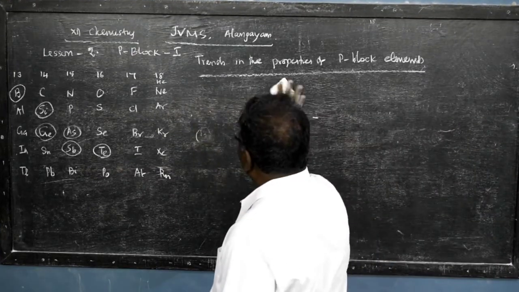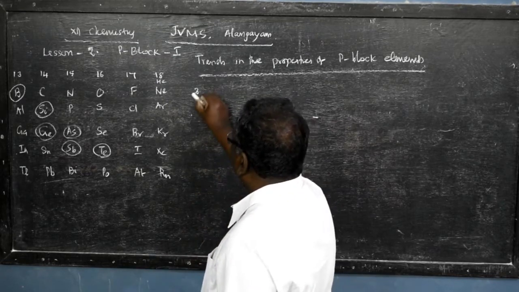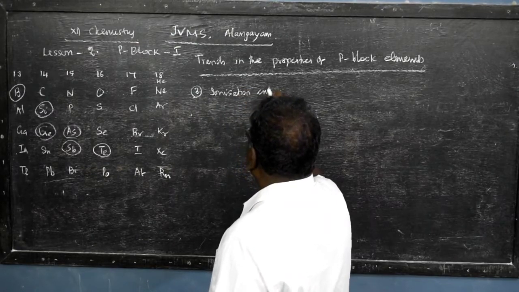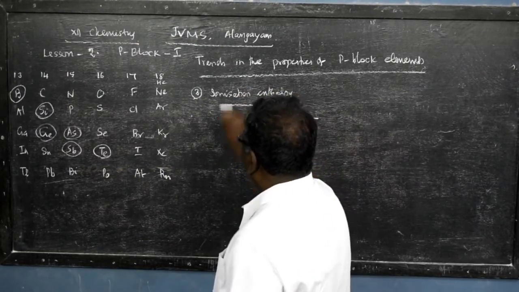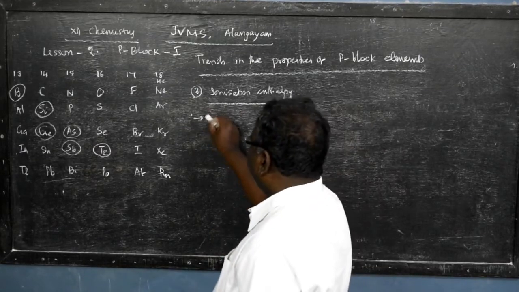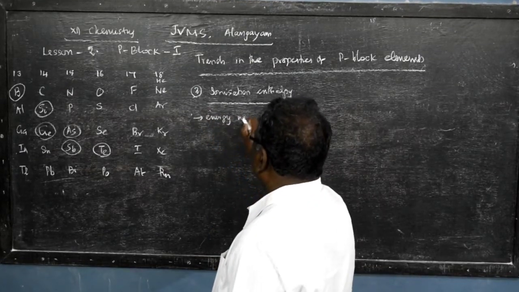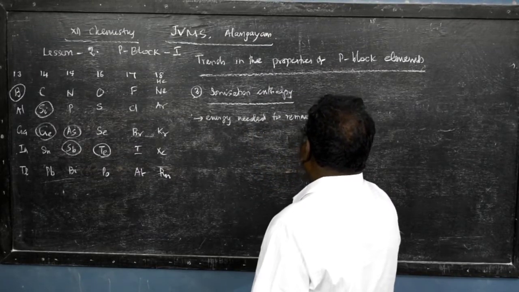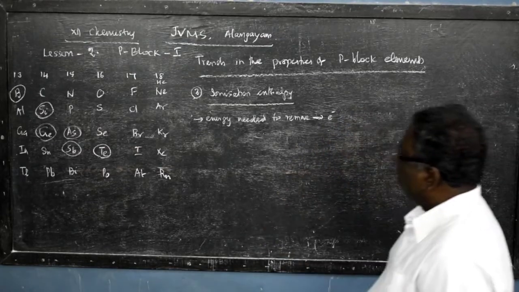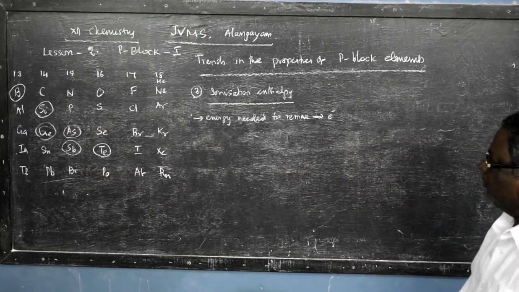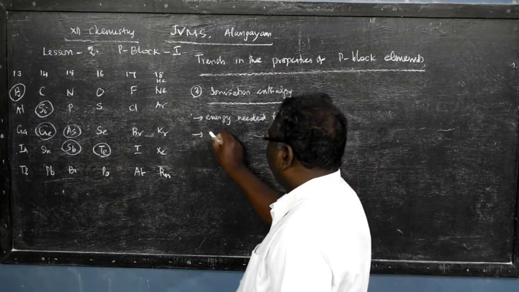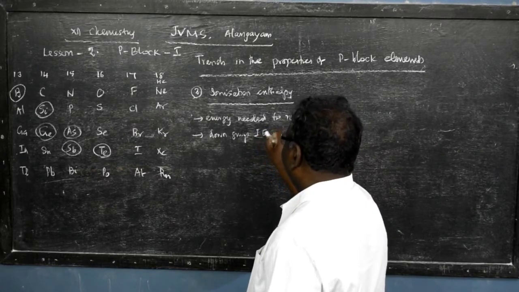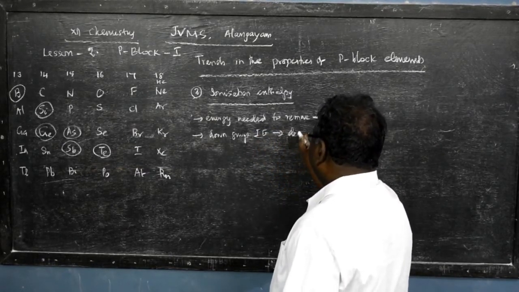The third one is ionization enthalpy. What is ionization enthalpy? Ionization enthalpy is the energy needed to remove the valence electron, the outermost electron. As I go down the group, ionization energy is found to be decreasing.